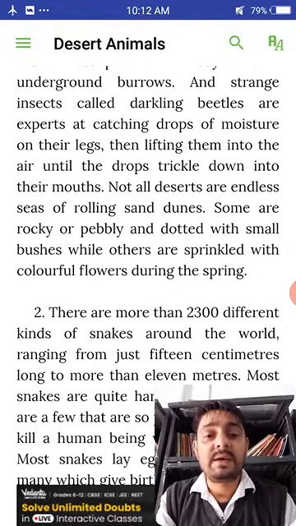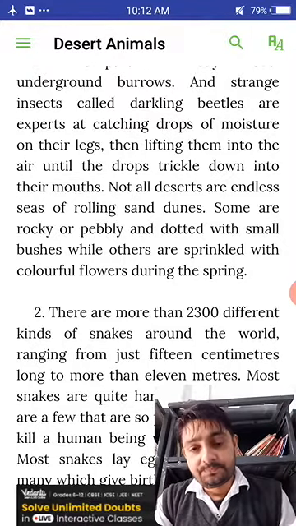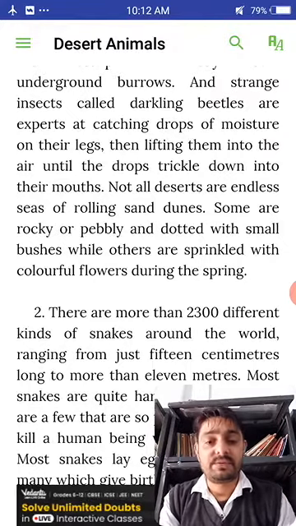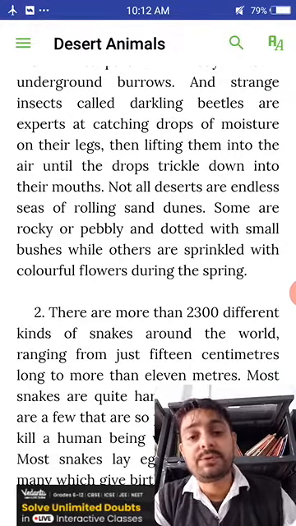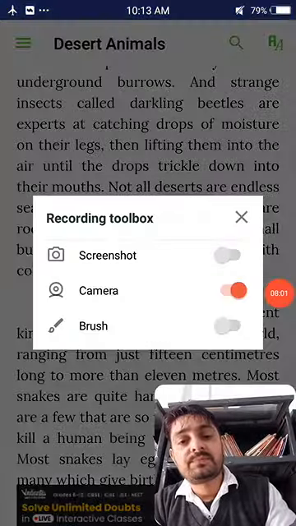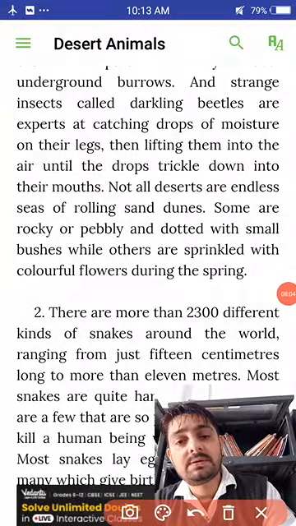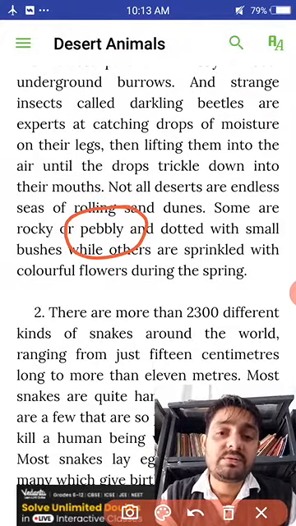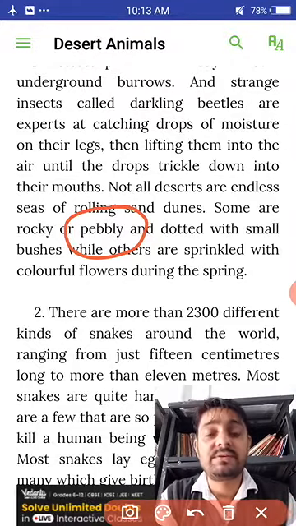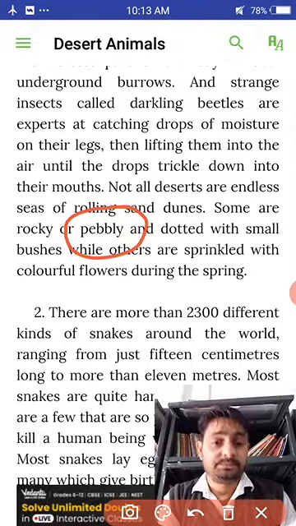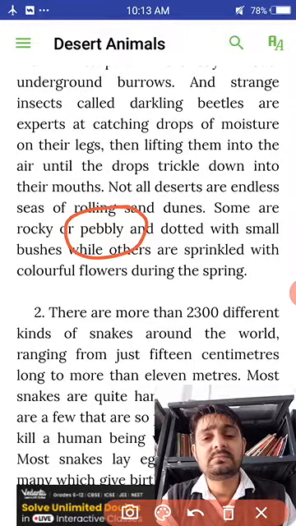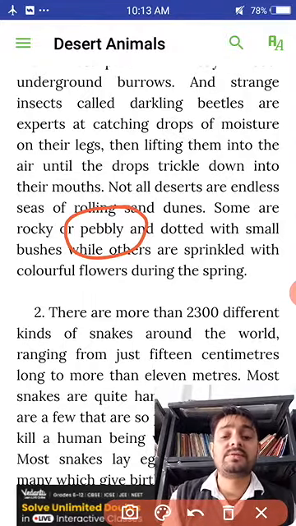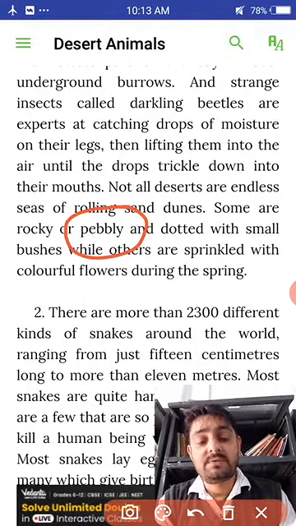Some deserts are rocky and pebbly, meaning stony. Pebbly means stony. Some deserts are pebbly and dotted with small bushes, while others are sprinkled with colorful flowers during the spring. Some other deserts we find blooming with colorful flowers during the springtime.